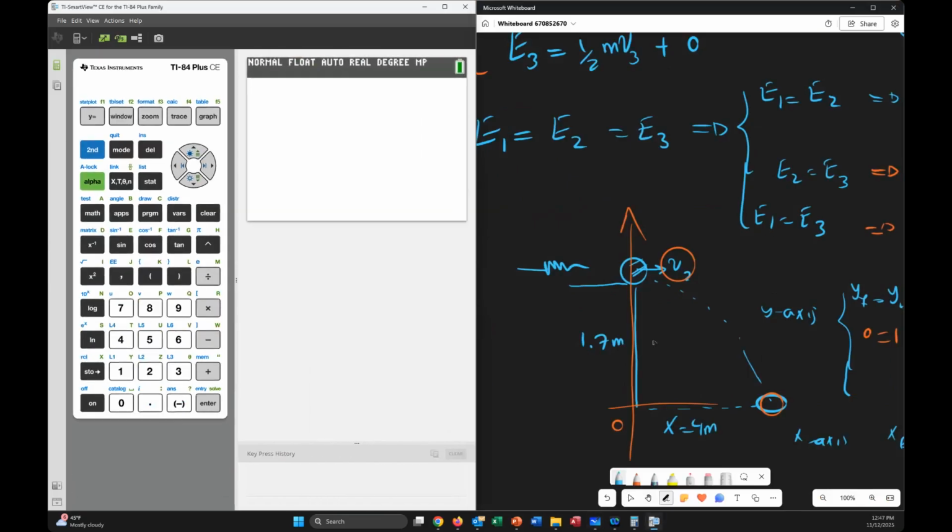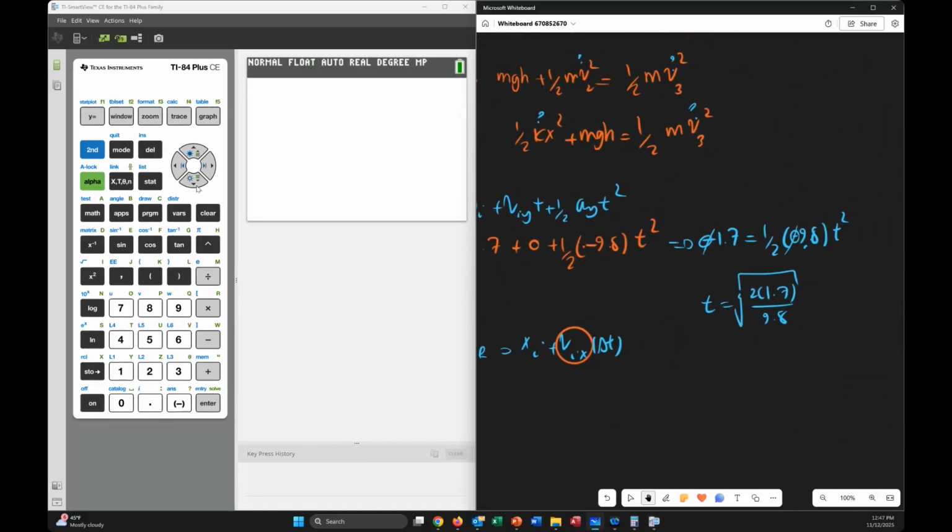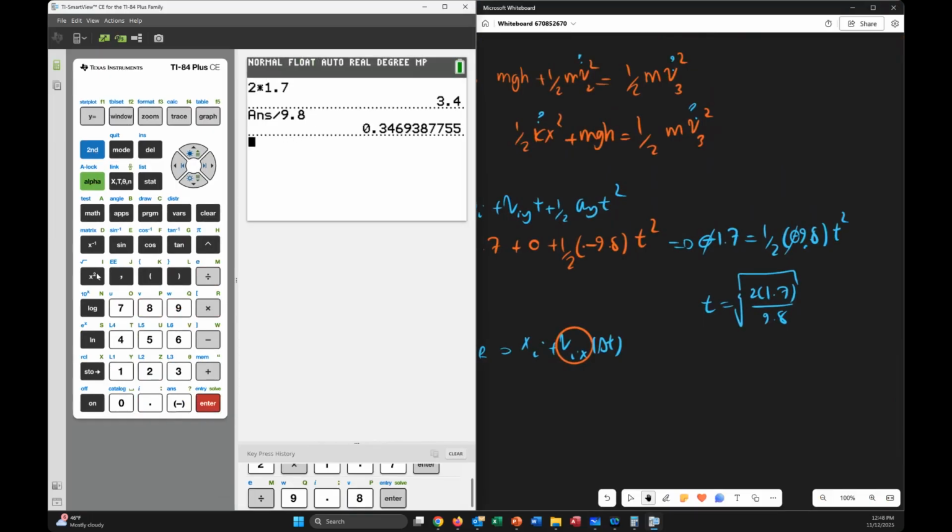Did you calculate the time? I'll calculate it by myself as well. 2 times 1.7 divided by 9.8, and take the square root of this. What did you get? 0.589. I just rounded to 2 decimal places, so it's going to be 0.59 second. Good. I go back to my problem.